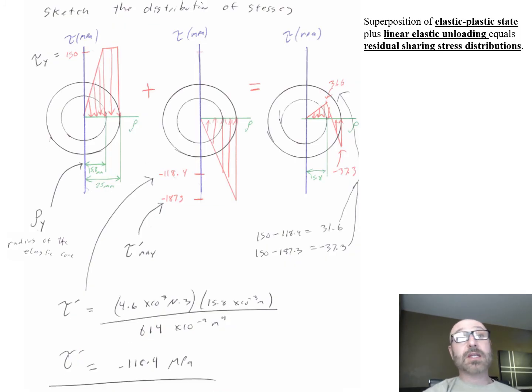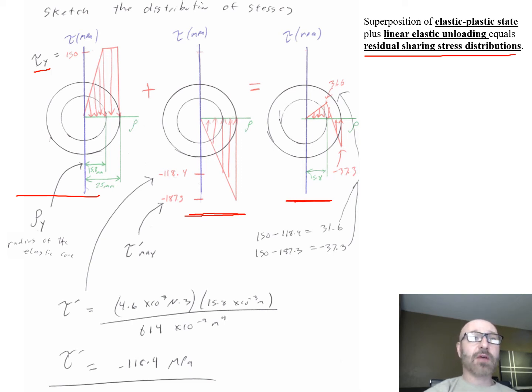So now we can begin to sketch out that distribution of stresses. We take that value for our tau sub y that we just solved for and plug it in right here. Recall that superposition of the elastic plastic state plus the linear elastic unloading equals the residual stress distribution. So we have our elastic plastic state here, plus our linear elastic unloading over here, and this is equal to what the problem asked us to solve for, our residual shear stress distribution. That's what we want to solve for.